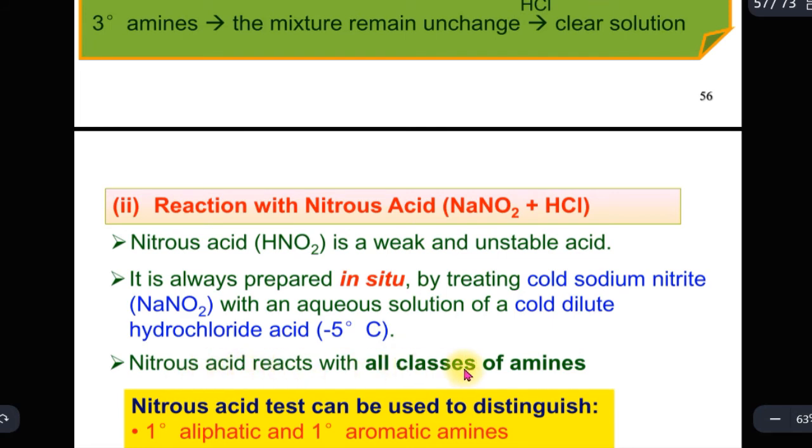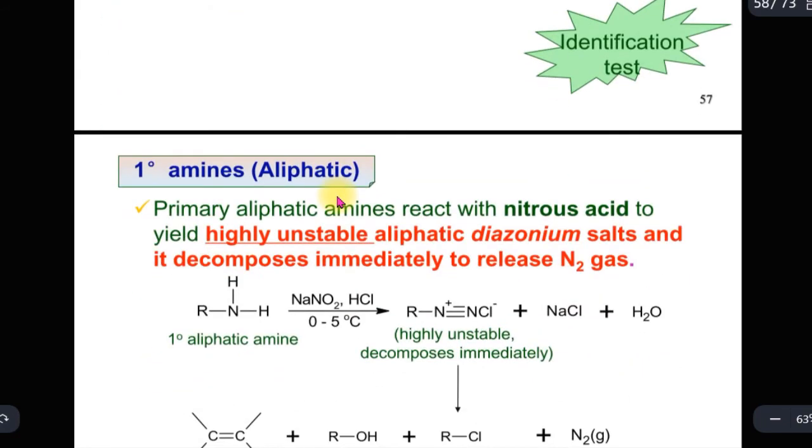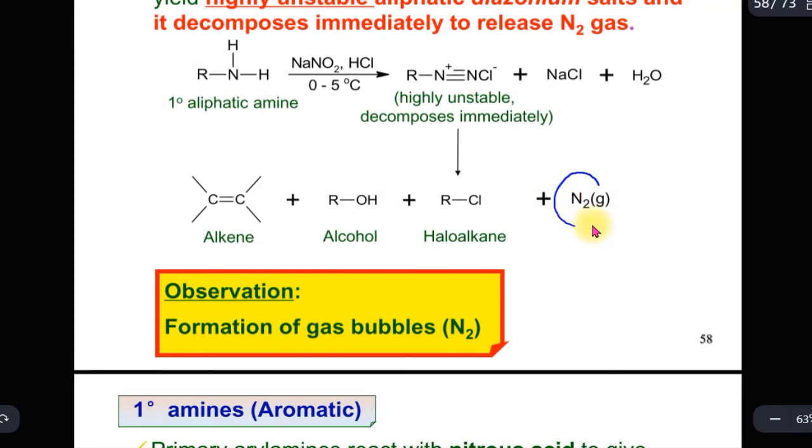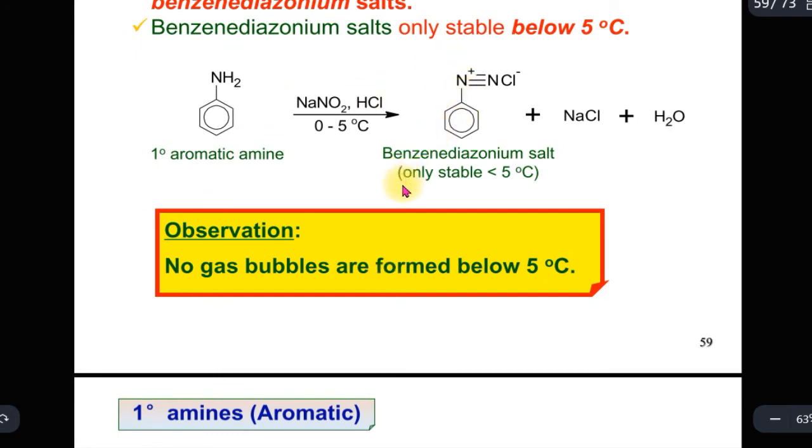So nitrous acid reacts with all classes of amine: primary, secondary and tertiary, aliphatic and aromatic. It can be used to differentiate primary aliphatic and primary aromatic. Why? Because primary aliphatic will form nitrogen gas, so there is formation of gas bubbles. But primary aromatic just forms a clear solution, which is a benzene diazonium salt. There is no gas bubble formed.